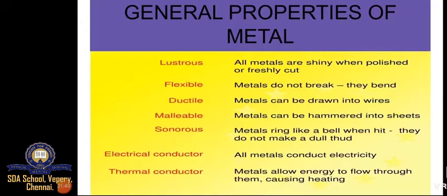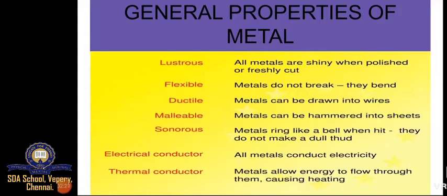Next, malleable. Malleable means metals can be hammered into sheets, so we can make them into sheets. Metals can be very strong, hard solids, but we can make them into sheets. For packing food, we are using aluminium foil sheets. It is also made of aluminium. Aluminium is also one of the metals. So we can make metals into sheets.